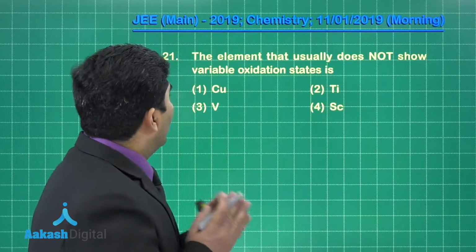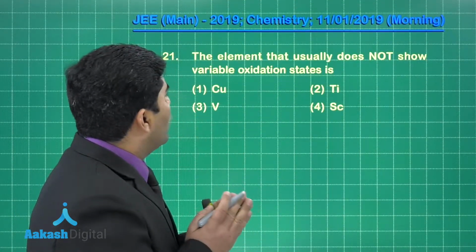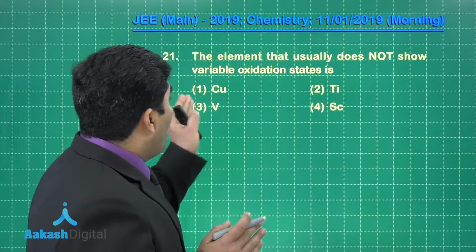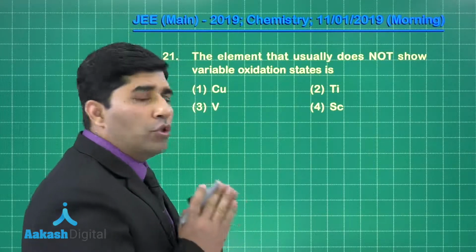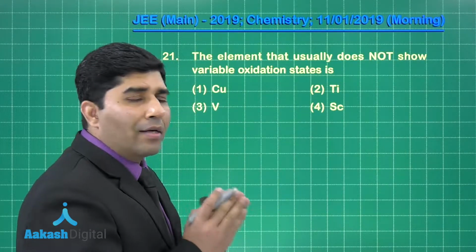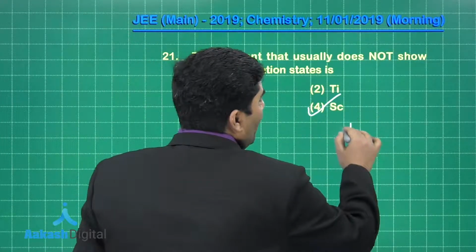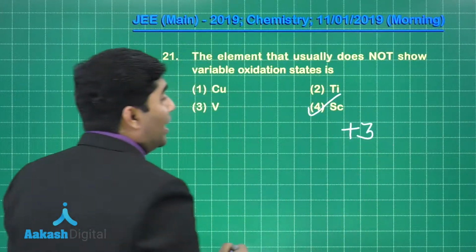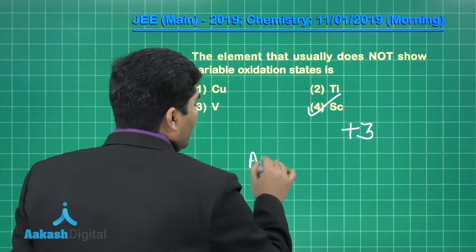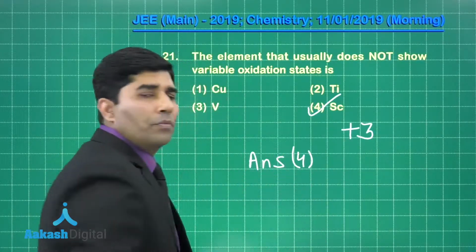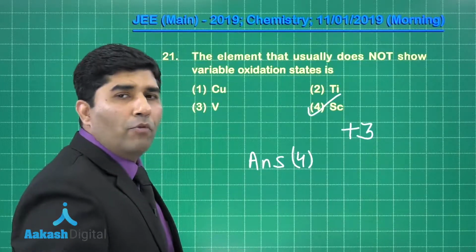Now, question number 21: the element that usually does not show variable oxidation state. Copper, titanium and vanadium show variable oxidation states, they are transition metals. Scandium shows only the +3 oxidation state, that's why it is our correct answer. So the answer is 4th, right? Let's move on to the next question.